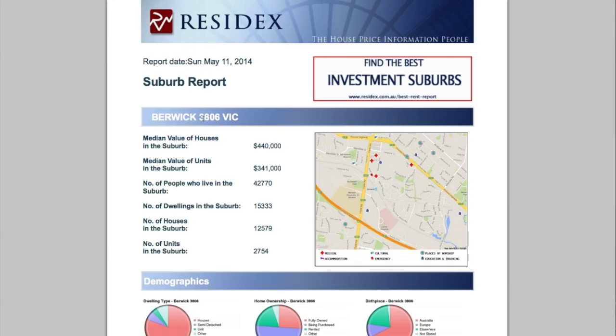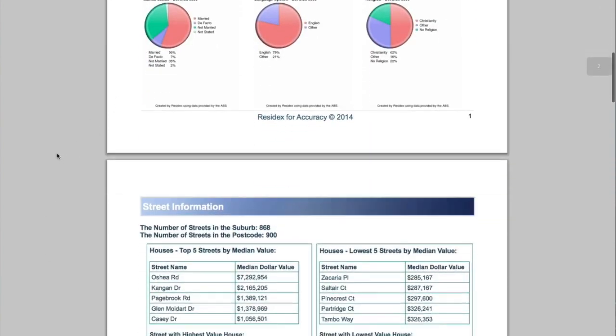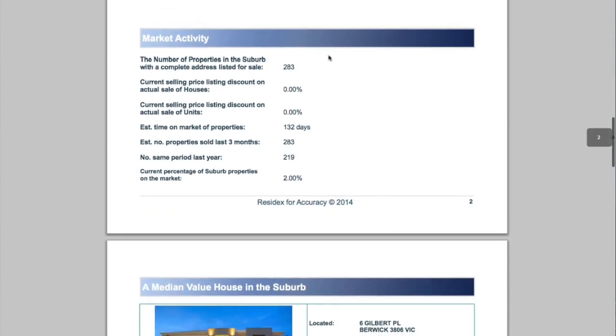This is for Berwick, and the only thing that I find really good about this report is this data here. I don't find this data in any of the free resources that we've got, which is basically something telling me the total number of properties in a suburb. It also tells me estimated time on market of properties, which is basically days on the market, and it gives me a really good idea of the total number of properties there.